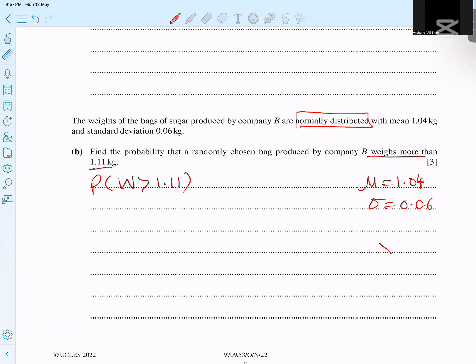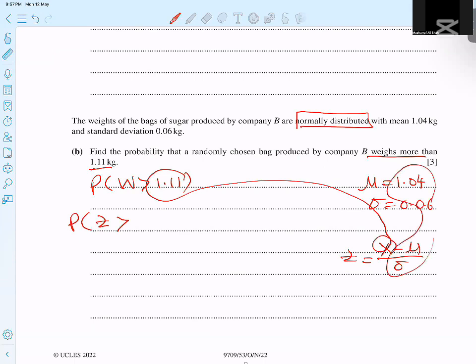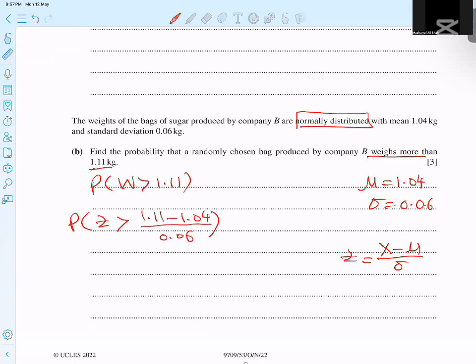Remember, we have a formula: x minus mean over deviation gives us the z value. Z means normally distributed. This value goes in the place of x, and the mean and deviation are given. So I'm writing 1.11 minus 1.04 over 0.06. Checking it to 3 decimal places, 1.167 comes. If I draw a bell shape, it is a positive value, so it is on the right-hand side.